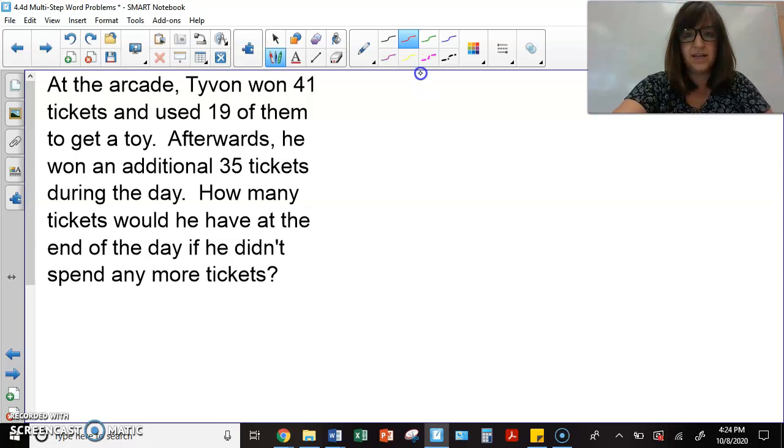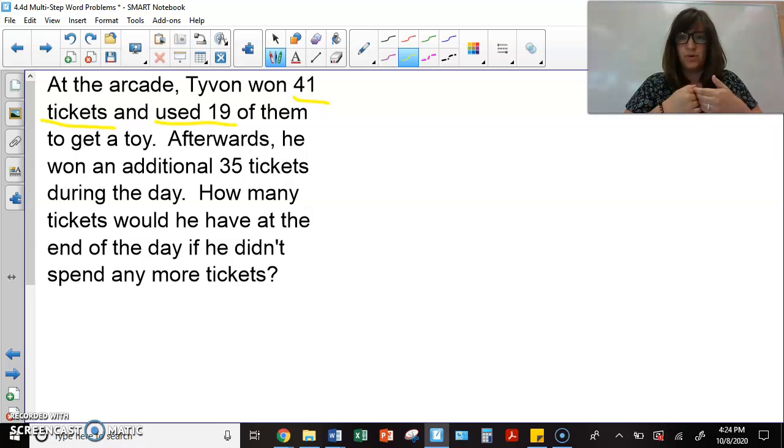So let's see. He wins 41 tickets. He spends 19. So if I have 41 and I spend... okay, that sounds like subtraction to me. Then afterwards, he wins an additional 35, so that means he's getting more. So he has some, he spends some, and then he gets more, okay?